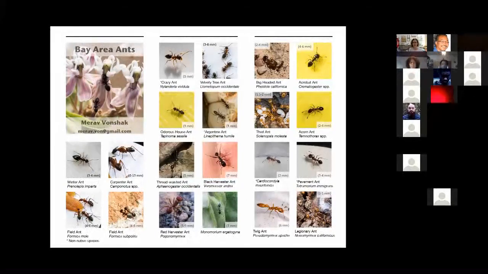Okay, so both the non-natives and the natives. And you could use that to kind of get started with looking for ants. Again, you could get it from my website.